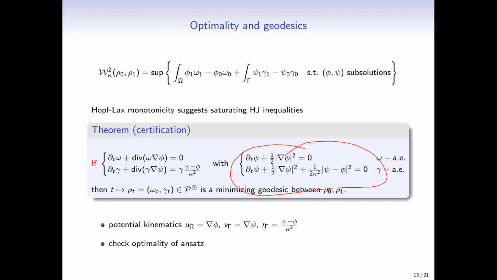So what this allows you to do is, it's actually a very convenient tool because it allows you to check optimality. So if you think you have a good candidate for a minimizer, then it's enough to check this sufficient condition. And it's almost necessary, actually.